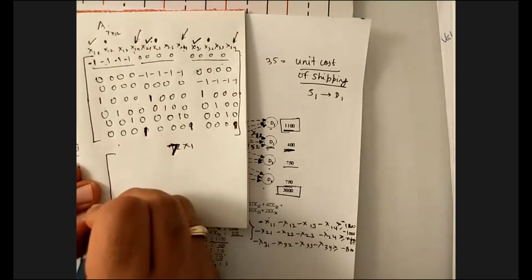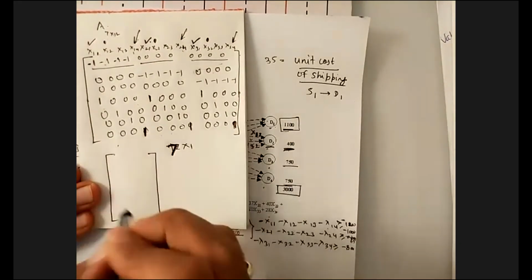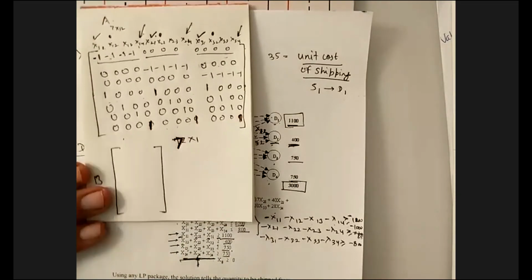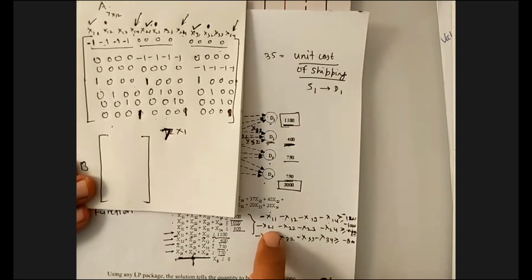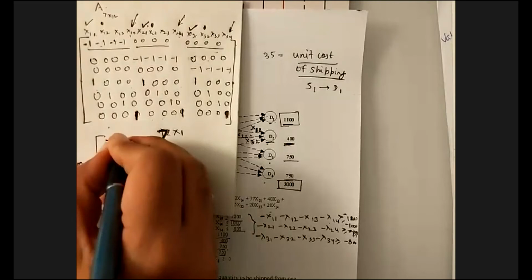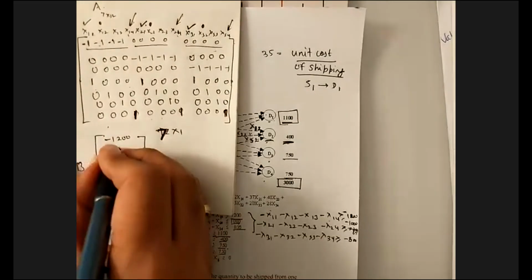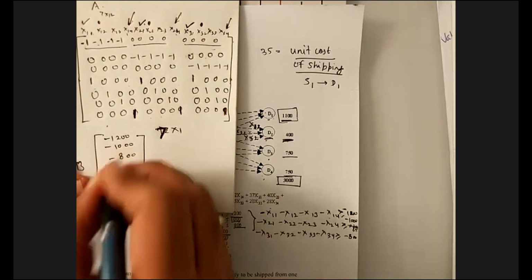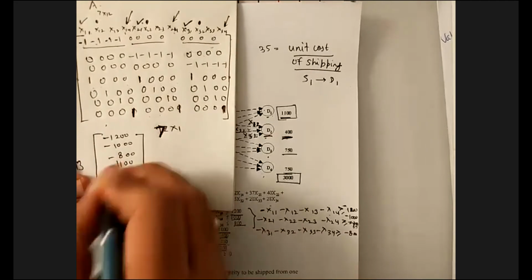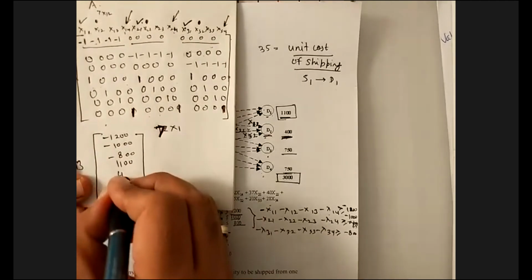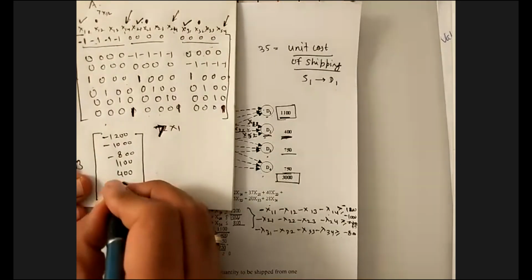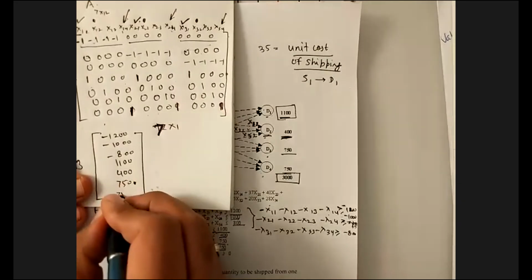So then my B vector would look like 7 cross 1, and that will represent the right-hand side of each of these constraints. So starting with negative 1200, then negative 1000, and negative 800, and then 1100, 400, 750, and 750.